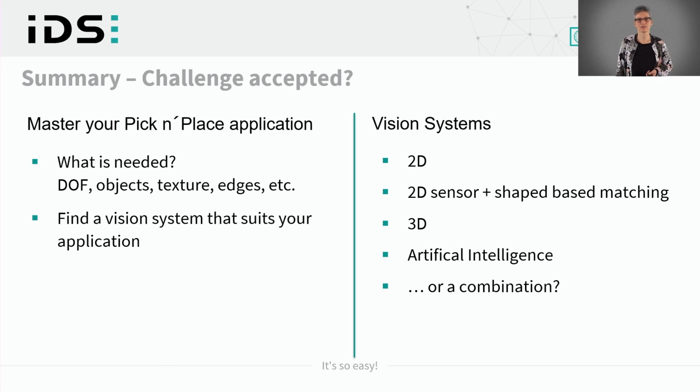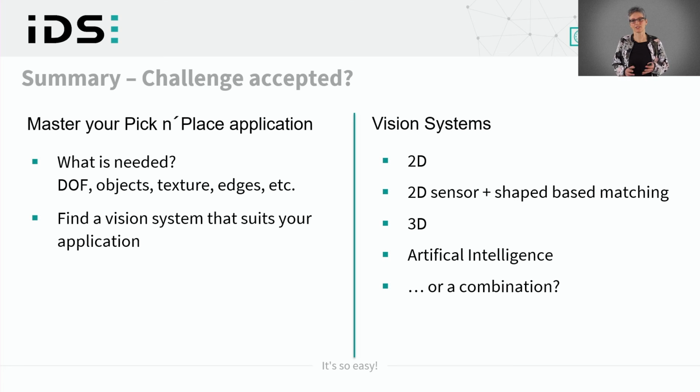As we have seen, there are different vision systems. So maybe you can use a 2D system. Maybe you can use a 2D sensor together with an algorithm like shape-based matching, which provides 3D data from a 2D sensor. Or you use a sensor that already provides 3D data of your scene. Now we have new approaches for vision systems with artificial intelligence. So maybe you can try this or a combination of both.